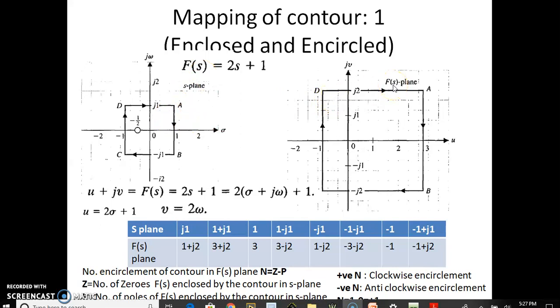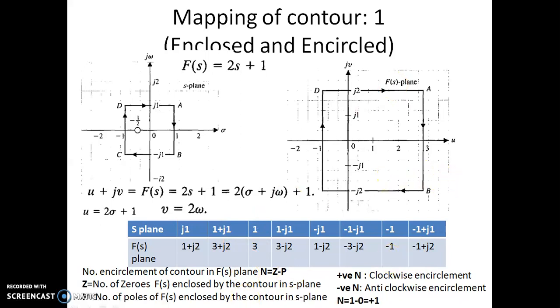Now what is to observe here is, so let us try to see these definitions what we have here. So we have a definition: the number of encirclements of the contour in the f of s plane is N, which is equal to Z minus P. So what does it mean? It is the number of times this contour on the f of s plane encircles the origin, and the number of encirclements of the origin of this f of s plane is always equal to Z minus P.